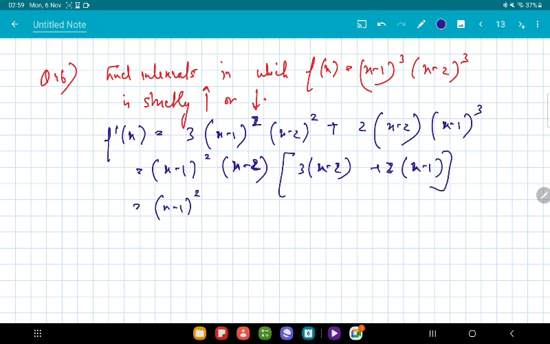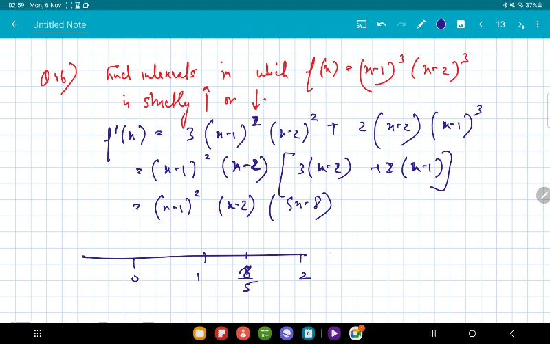So once we solve this, we are getting (x minus 2)(5x minus 8), with critical points 0, 1, 8 by 5 and 2. You can put the values and see what you get. If you put 7, this will be positive, this will be positive. Between 8 by 5 and this, you can put 1, negative, 0. It will make your answer 0. So 1.5 we can put, negative.